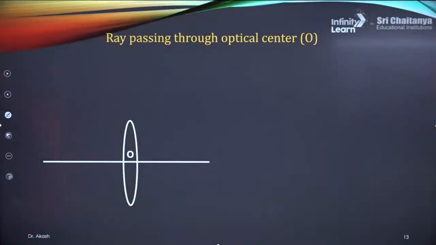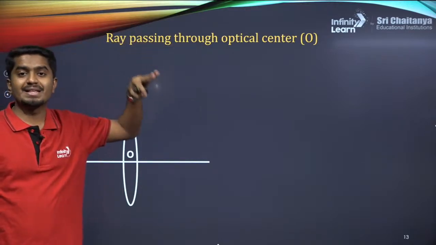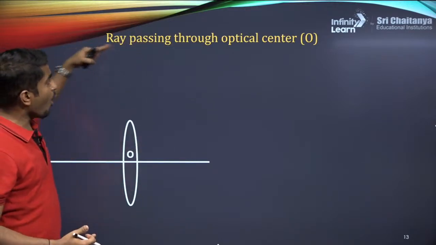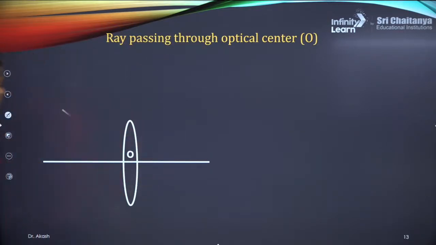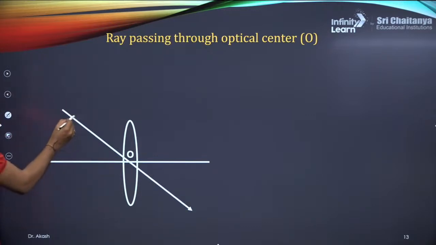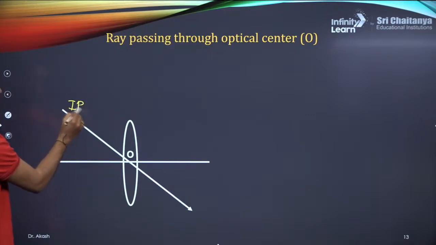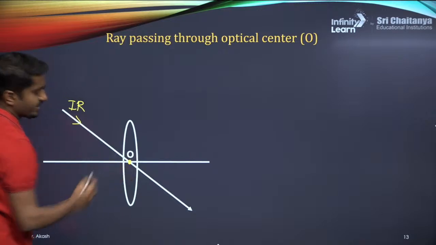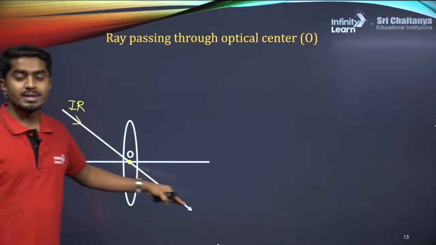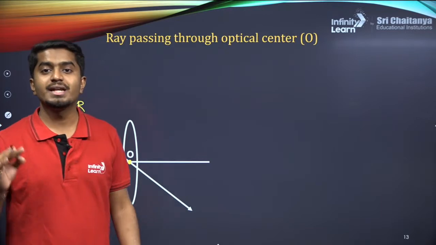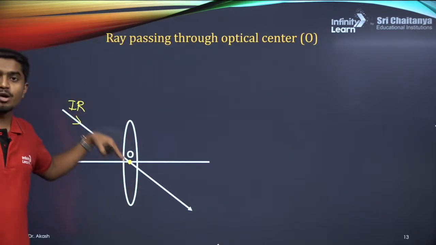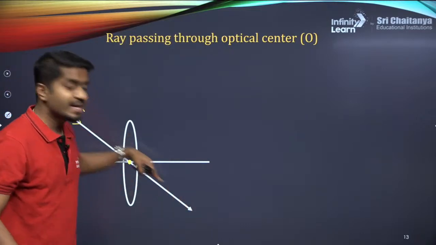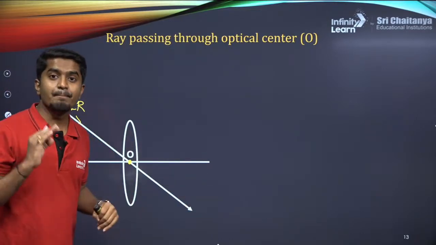Now the second rule: whenever the ray is passing through the optical center, then what happens? See here. This is the incident ray passing through the optical center. It passes without any deviation. Nothing disturbs it. It goes out of the lens in the same direction in which it was going, right? That is the best ray.